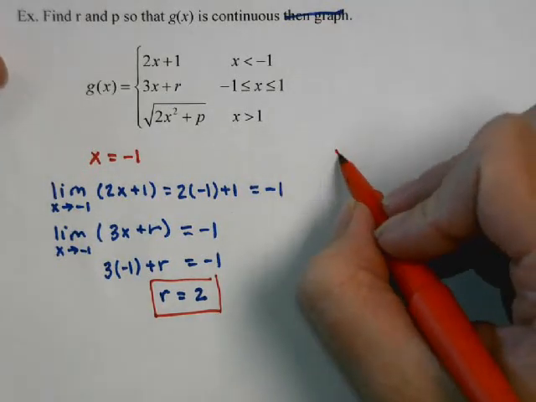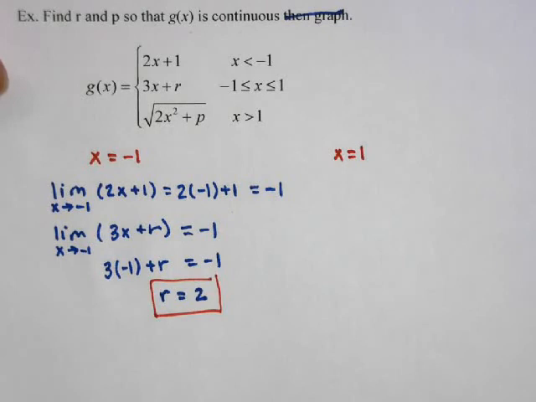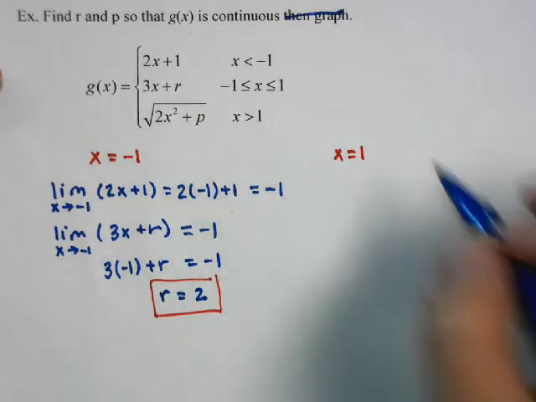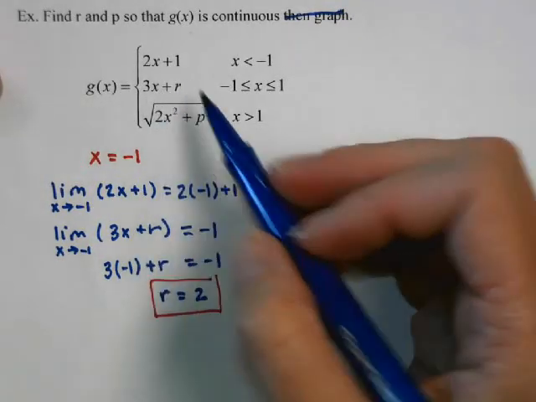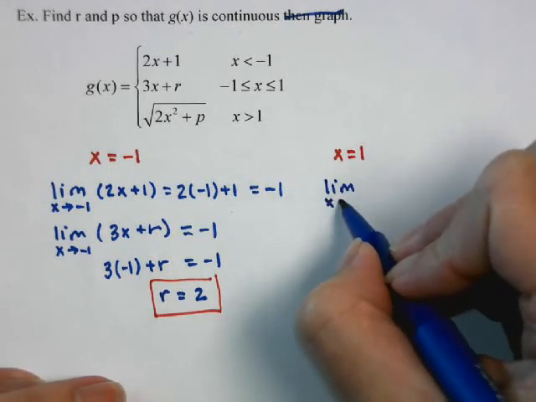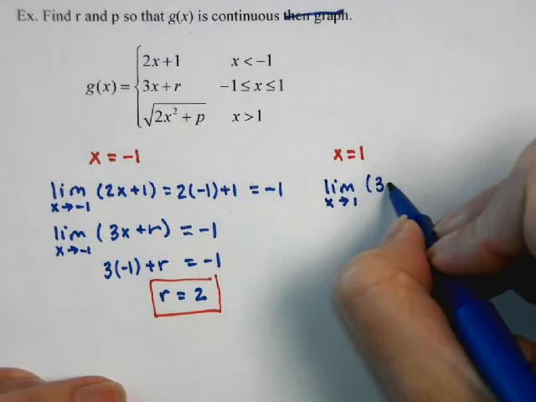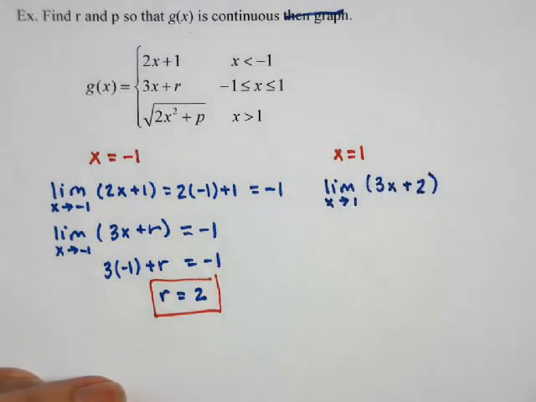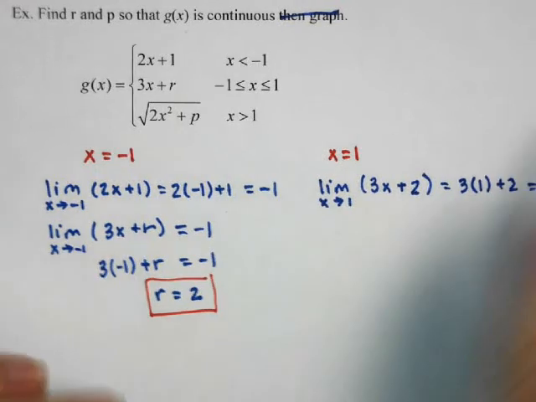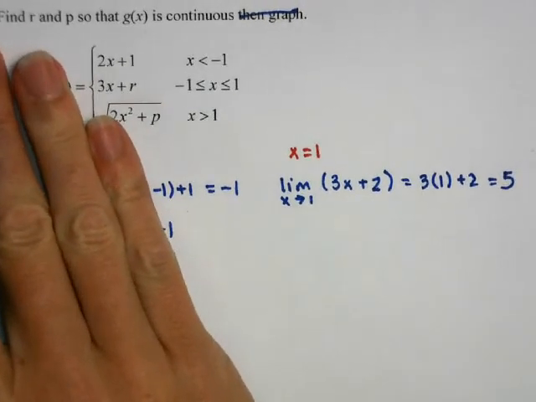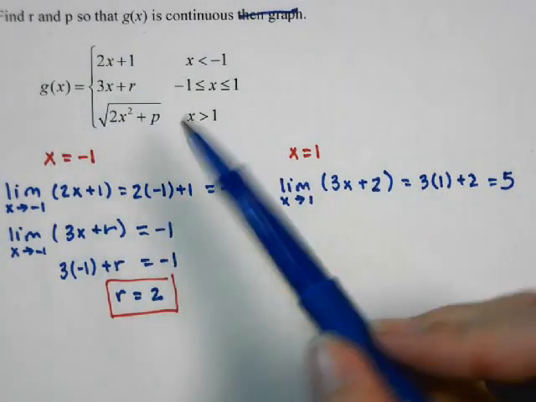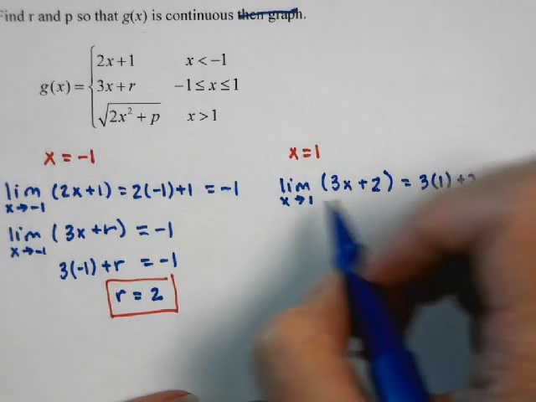Now our second area of concern is when x is equal to 1, I need these two equations to go to the same place. So now I know what r is. R is going to be 2. So I need to find the limit as x goes to 1 of 3x plus 2. Well, that's going to be 3 times 1 plus 2, which is 5. So I need this last equation to also go to 5 when x is 1.